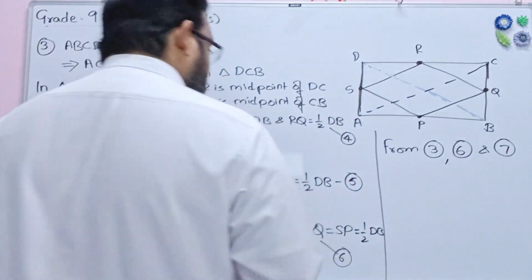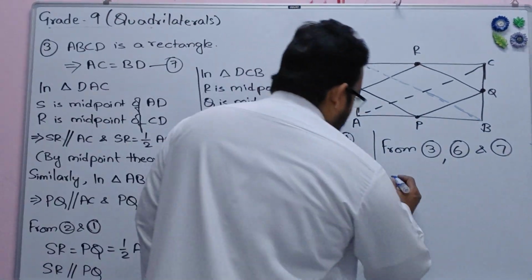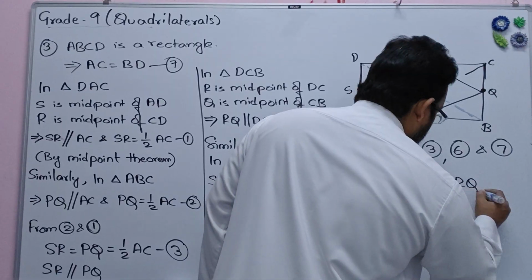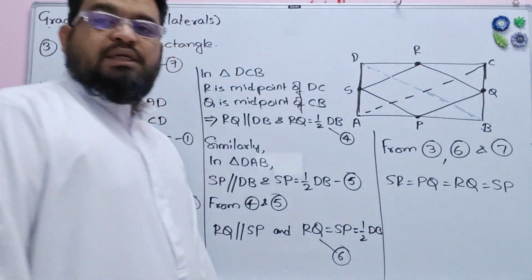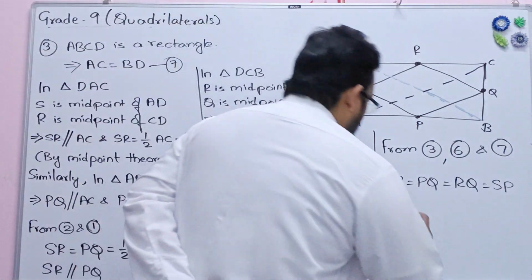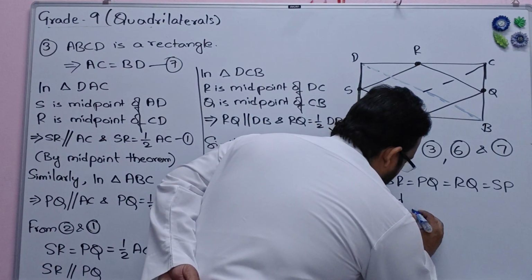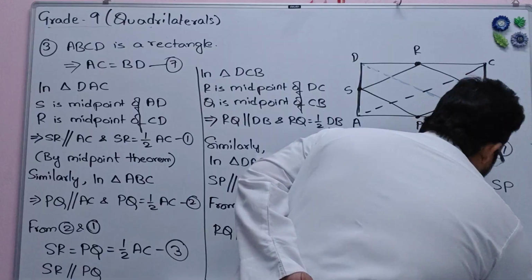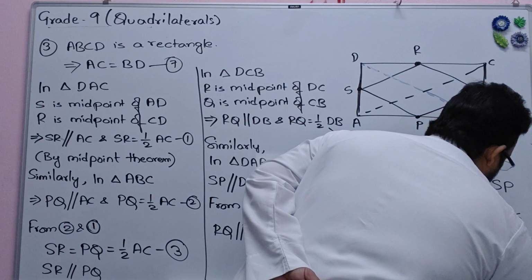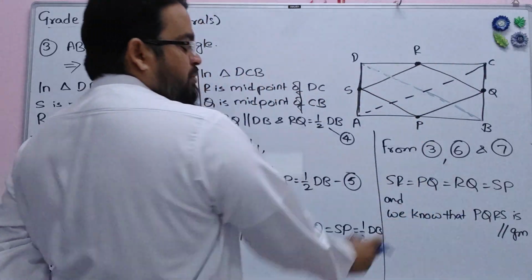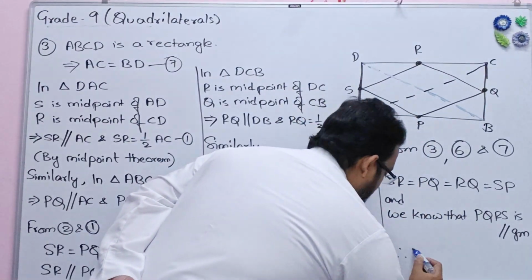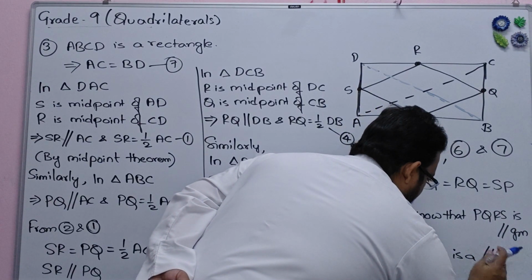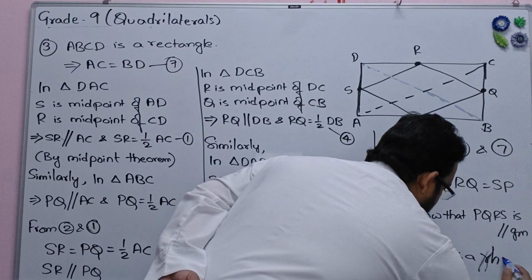So from 3, 6, 7, SR is equal to PQ is equal to RQ is equal to SP. All sides are equal, and we know that PQRS is a parallelogram. PQRS is a parallelogram, and all sides are equal. So therefore PQRS is a rhombus.